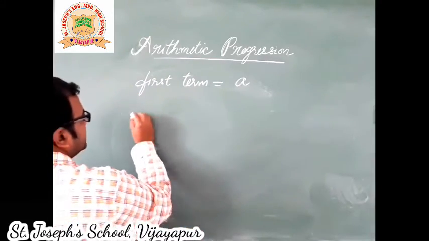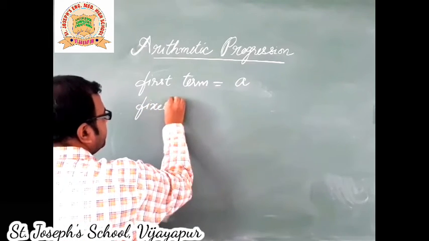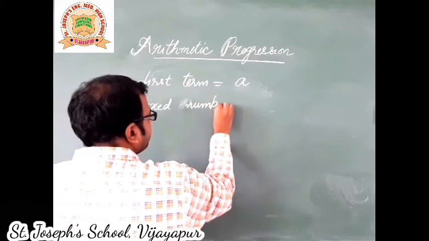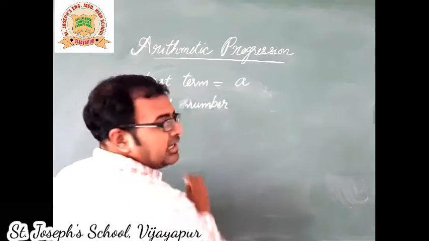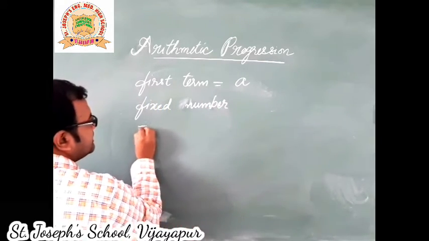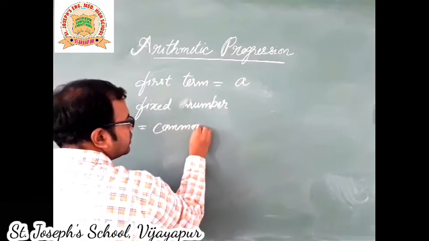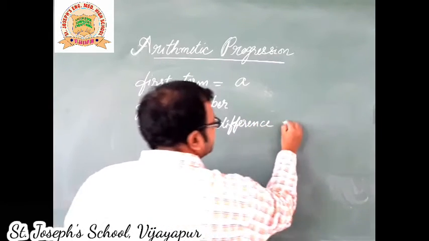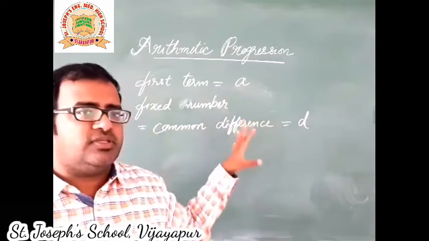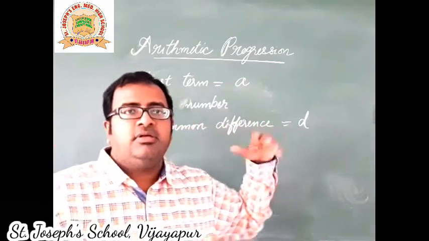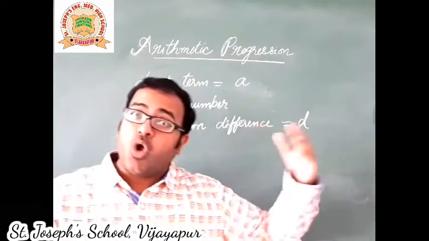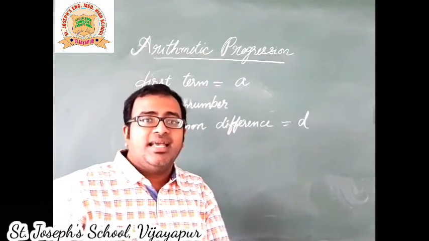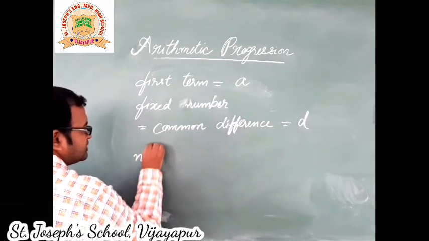Next, the fixed number, which is also called the common difference. This is denoted by D. These are the two notations which we have already seen. And using this, we have given general notations for all the other terms also. Using that idea, we can say the last term, which is also called as AN, or the nth term.